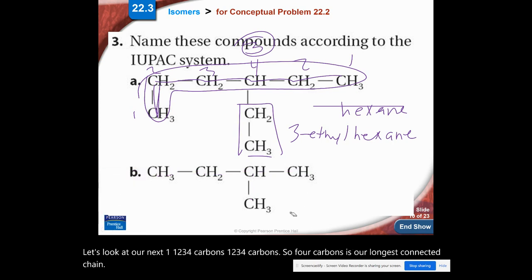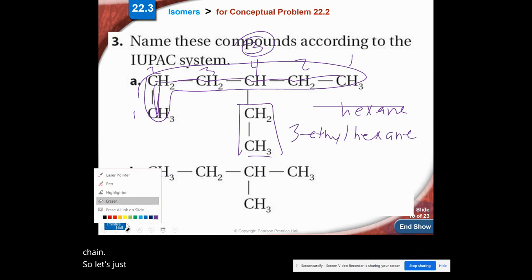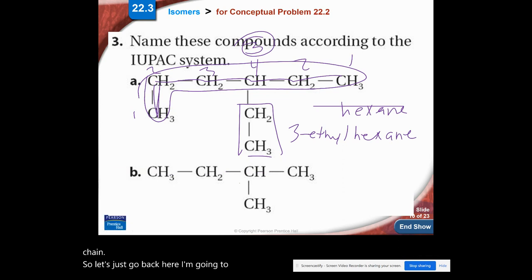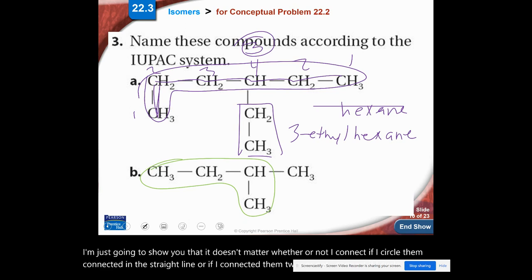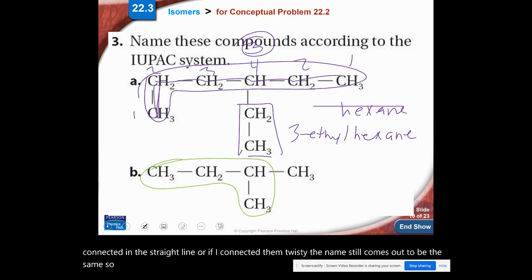So let's just go back here, and I'm going to circle our 4 carbons connected. Well, I could have connected those as a straight line. I'm just going to show you that it doesn't matter whether I circle them connected in a straight line or connected twisty, the name still comes out to be the same. So I have 1, 2, 3, 4 carbons. So that's butane.